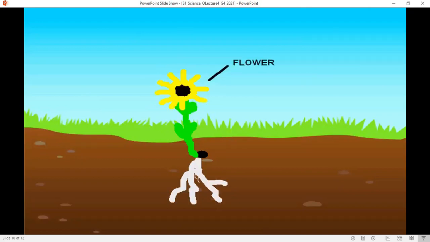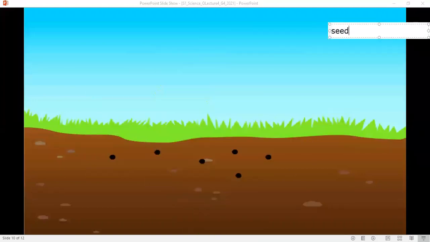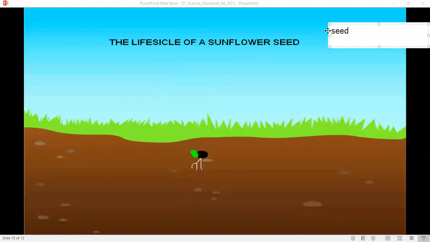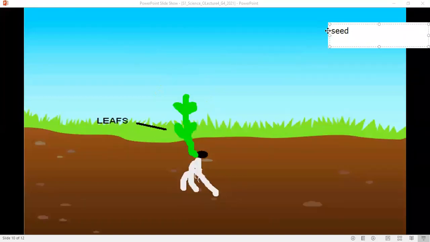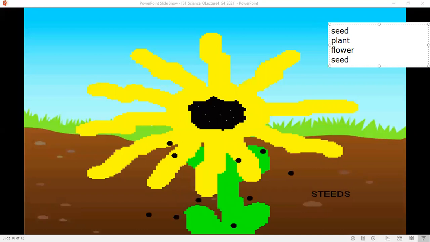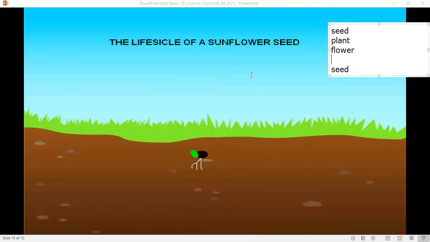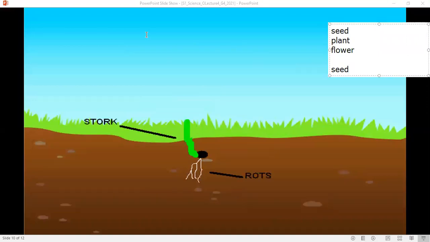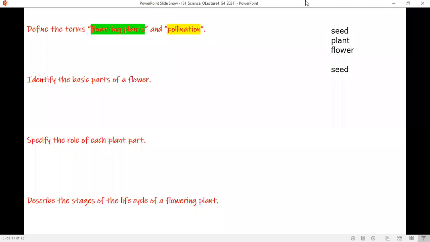It is a cycle that starts with a seed. You put the seed in the soil, you will have a seedling or a young plant. The plant will grow flowers, and then the flowers will make seeds, and so on. It is a cycle. So this is the life cycle of a flowering plant. This is all for today.